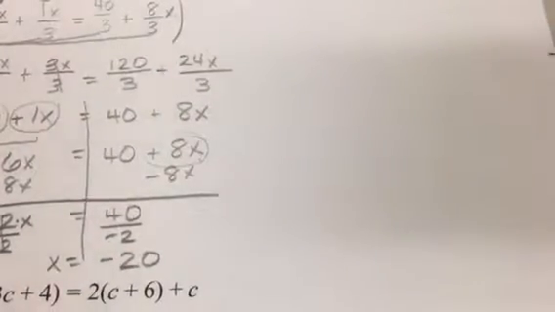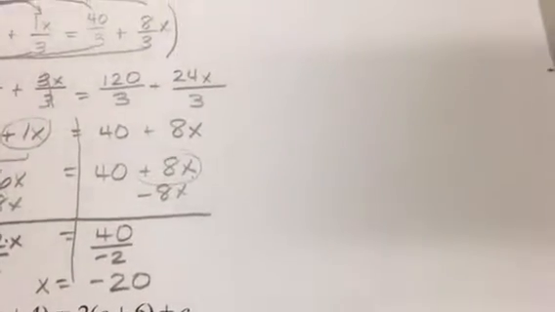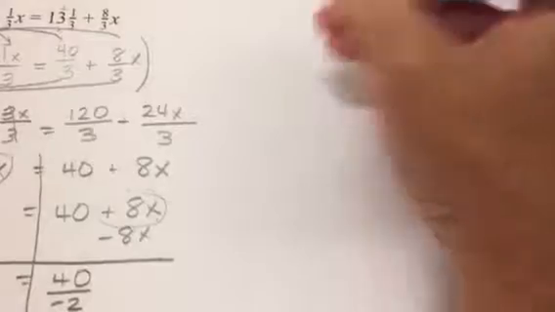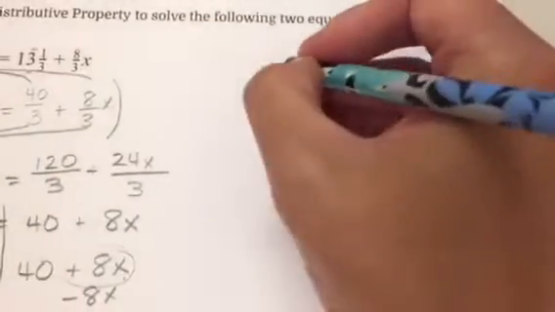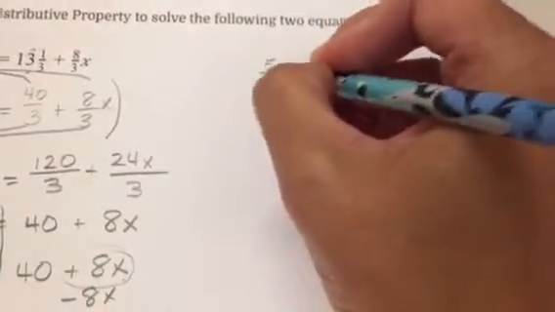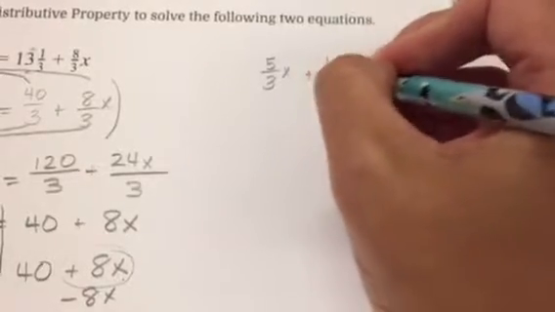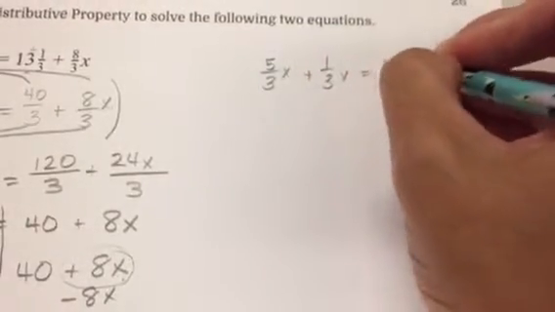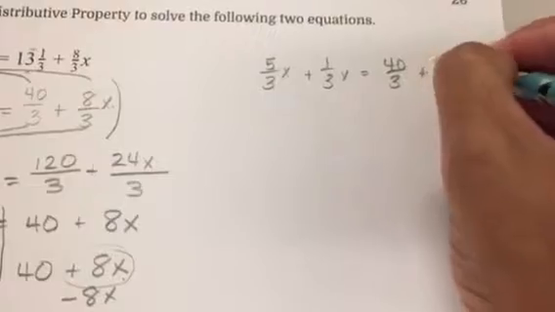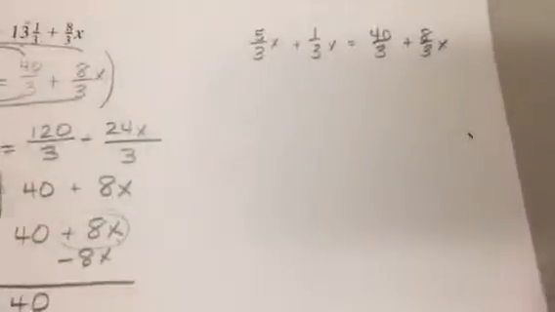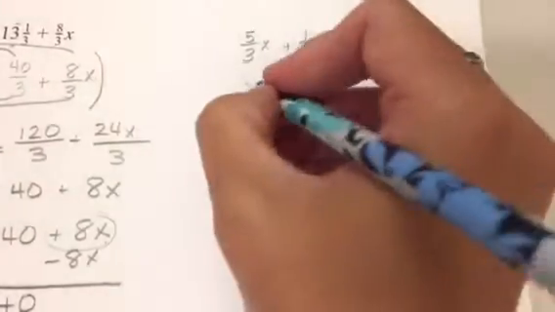All right, I still want to check and make sure that that's right. So if I do my check, I'm going to go and rewrite the original equation. I'm going to keep the 40 thirds just to keep it easier. All right, now I'm going to substitute in my negative 20.